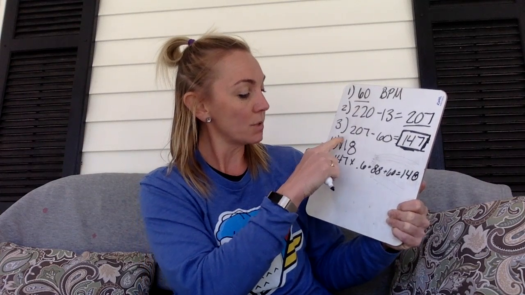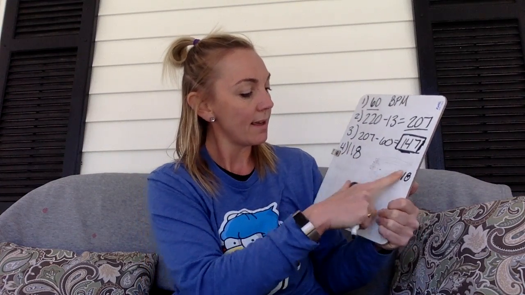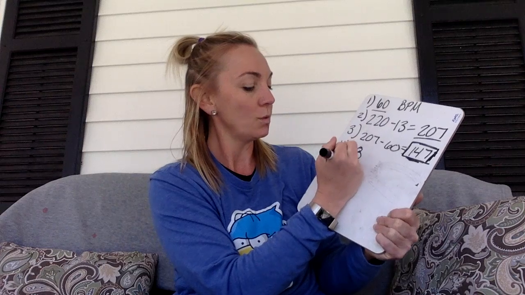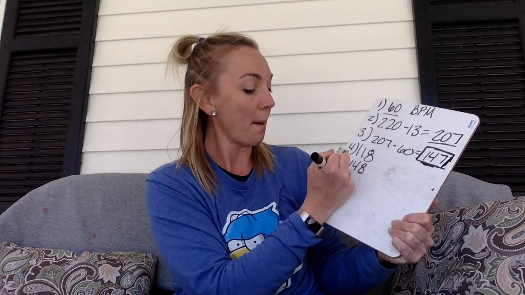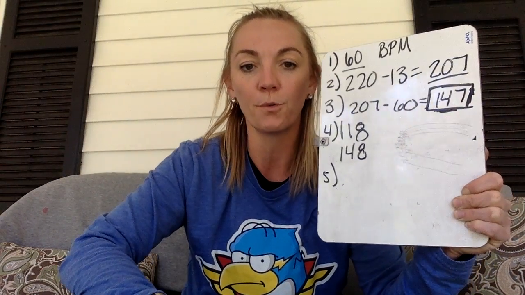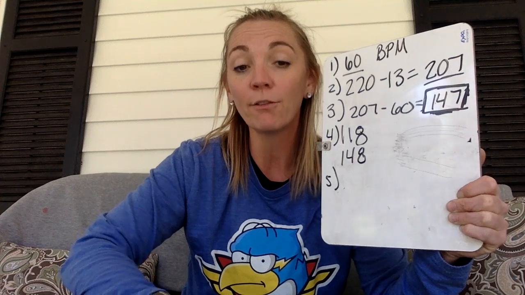So my lower number is 118. That's a 118. And then my higher number is 148 for my moderate intensity zone. I'll do the same thing now for number 5.